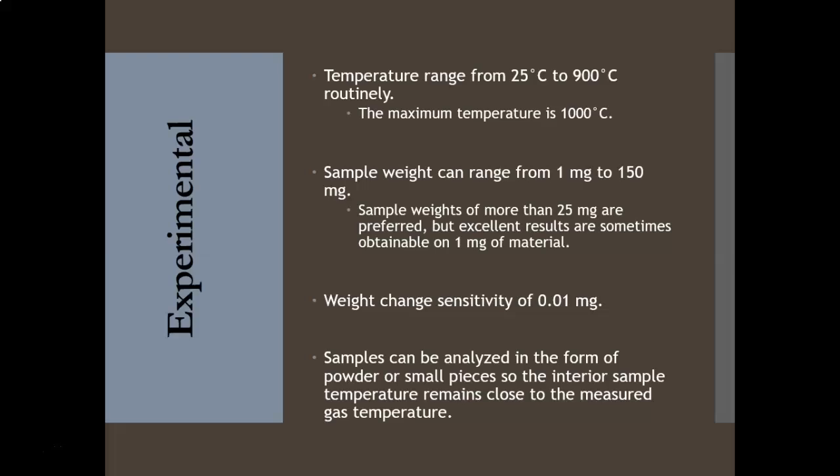Temperature range from 25 to 1000 degrees C routinely. The maximum temperature for TGA can reach is 1000 degrees C. Sample weight can range from 1 milligram to 150 milligram, depending on the types of the instrument and the model. Sample weight of more than 25 milligram is preferred, but excellent results are sometimes obtainable on 1 milligram of the material. Weight change sensitivity is 0.01 milligram. Sample can be analyzed in the form of powder or small pieces, so the interior sample temperature remains close to the measured gas temperature.